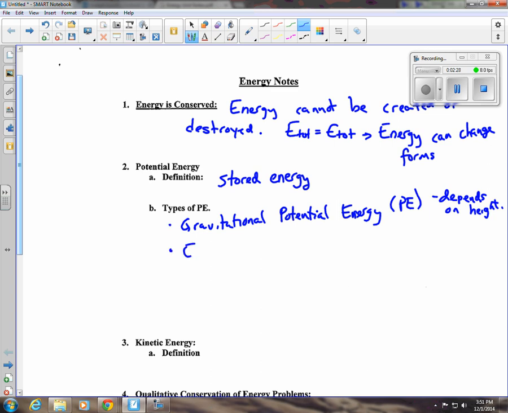Another type is elastic potential energy. And that's the type of energy stored in springs, or something like a diving board. As you jump down, the diving board flexes. As it's flexed, it's storing energy, and then it straightens again, and that energy gets released. And the symbol we're going to use for that is PES, for potential energy in a spring.